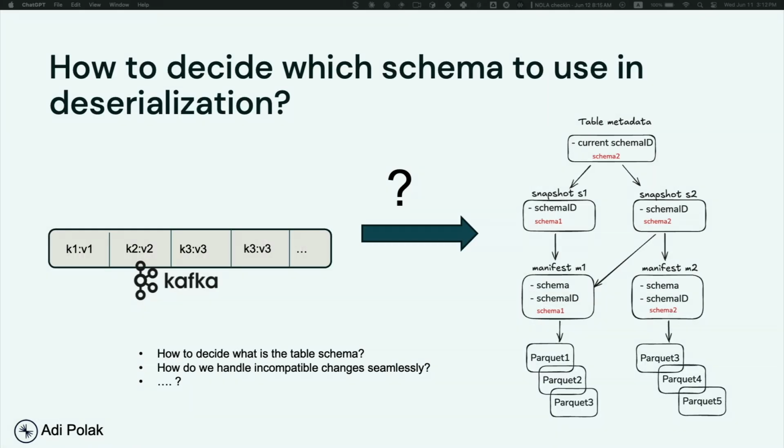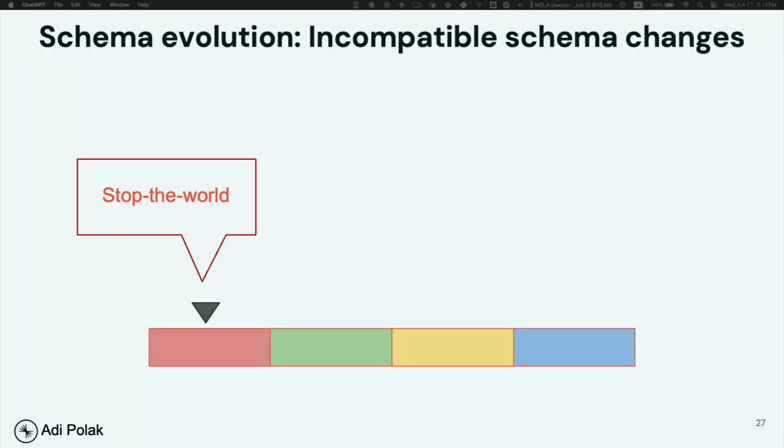So how do we decide which schema to use in this serialization, right? How do we move from the Kafka topics into my Iceberg? How do we handle incompatible changes? How do we do it seamlessly? And most importantly, how do we automatically do that? Because usually all of you have Kafka in production. You know it's not just one topic. You usually have multi-thousands of topics at some point, depending on the size of the company and the size of the solution that you're building.